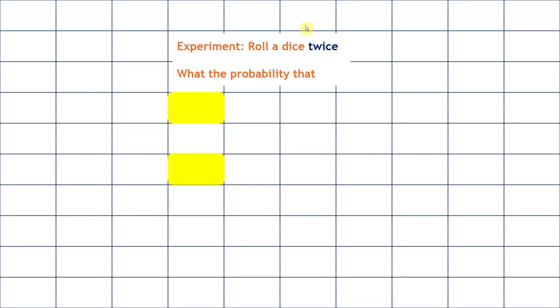So these are two events, an experiment where we roll dice twice. What's the probability that the first roll is a 2 and the second roll is a 3? Now you can see this is a series of events. We have the first event, and then the second event happens after the first event has happened. This is very different from the single roll that we saw in the discussion of mutual exclusivity. So I want you to take note of that.